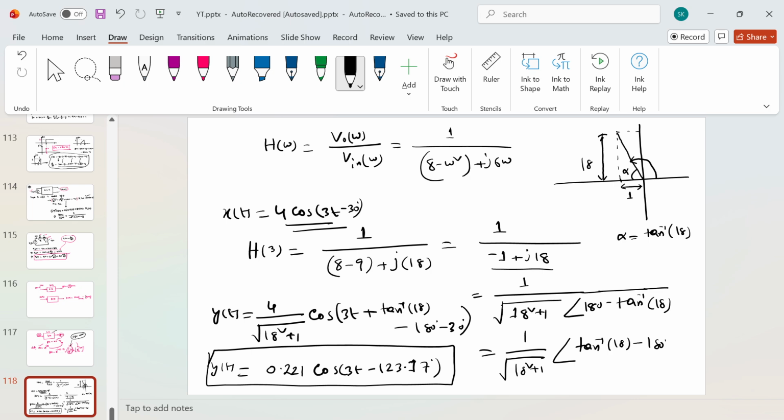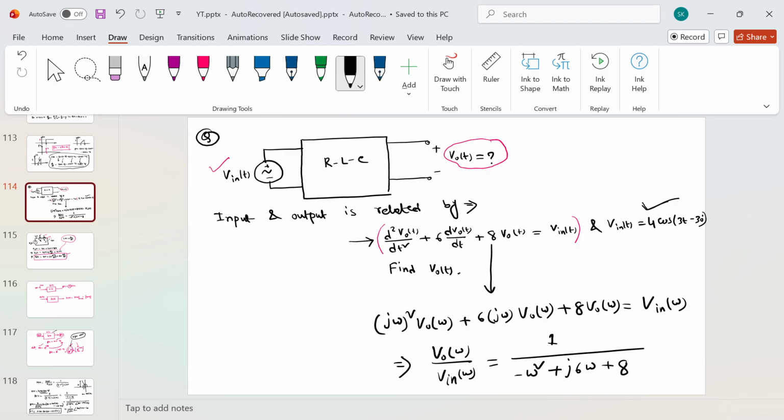So basically it is a mixture of circuit theory or network theory and signals and systems, you can say. In this discussion, if you have any doubt, you can ask me in the chat box.